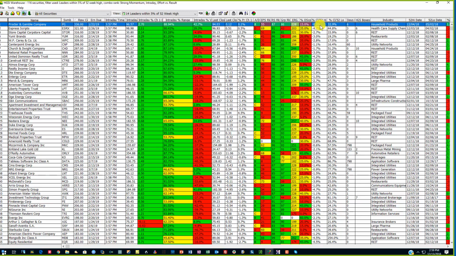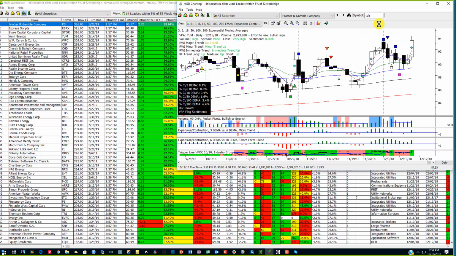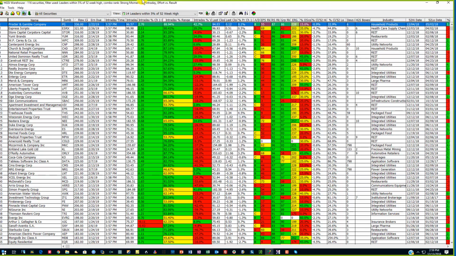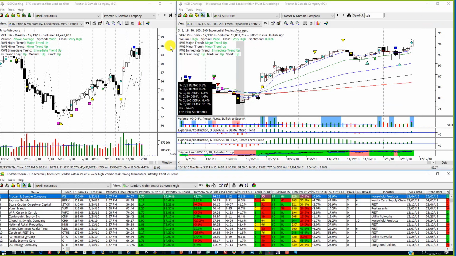Here's Procter & Gamble. As of last night, it was 0.9% away from the 52-week high, and the 52-week high date was back on the 4th. And today, with the raw combo, it is very strong. As you can see, it has broken past resistance. And here is the weekly chart.